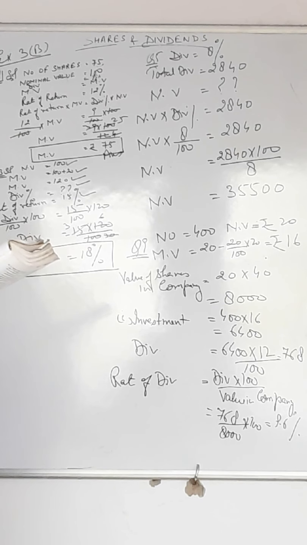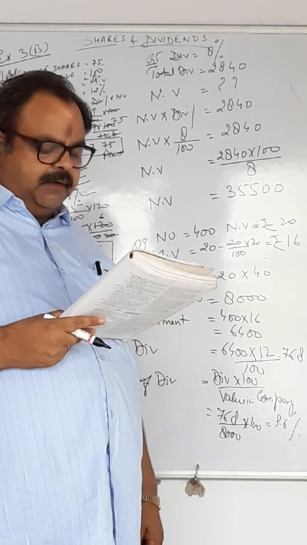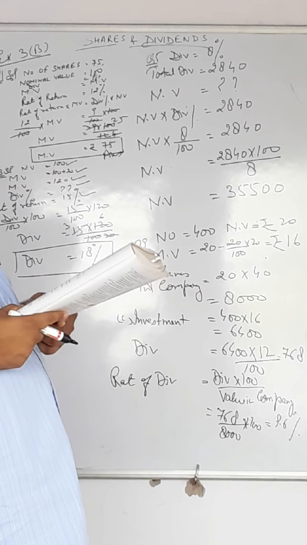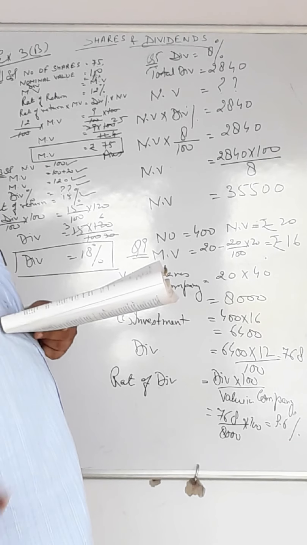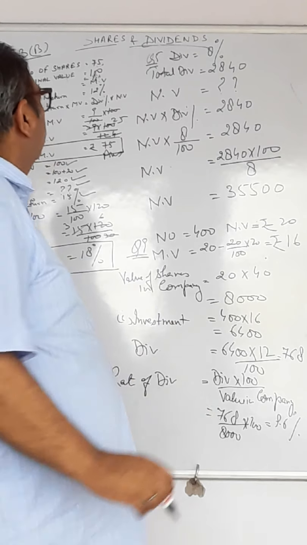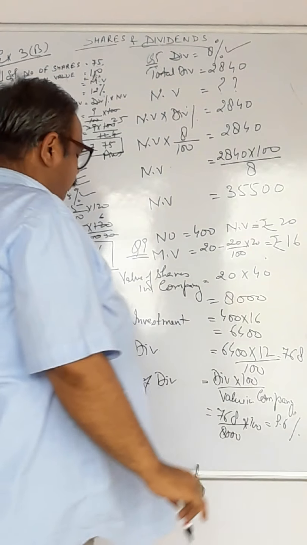Question number 5. Company declares, sorry, not a man. Company declares 8% dividend to the shareholders. Dividend percent I have written 8%.